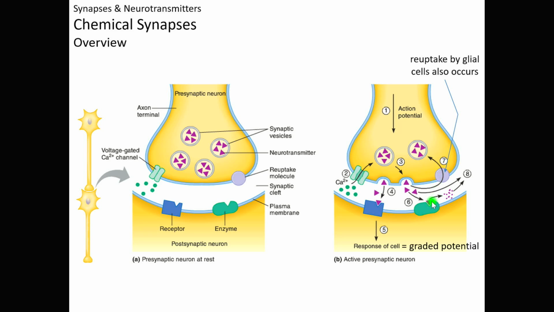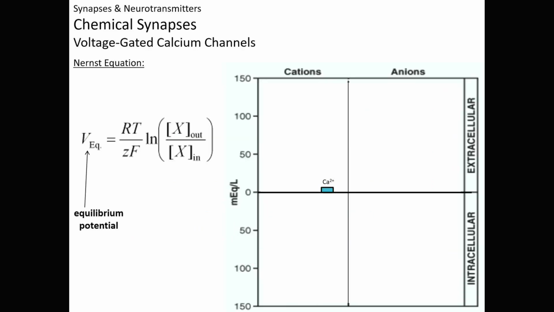There are often enzymes present either on the post or sometimes the presynaptic membrane that can enzymatically degrade the neurotransmitter and get rid of it that way. Or lastly, that neurotransmitter can just diffuse away from the synaptic cleft. We're going to go into more details about those mechanisms later in the lecture, but just because they're here, I thought I'd briefly mention them. So those are the basics of how a chemical synapse works. Let's now dive into some of the details here.